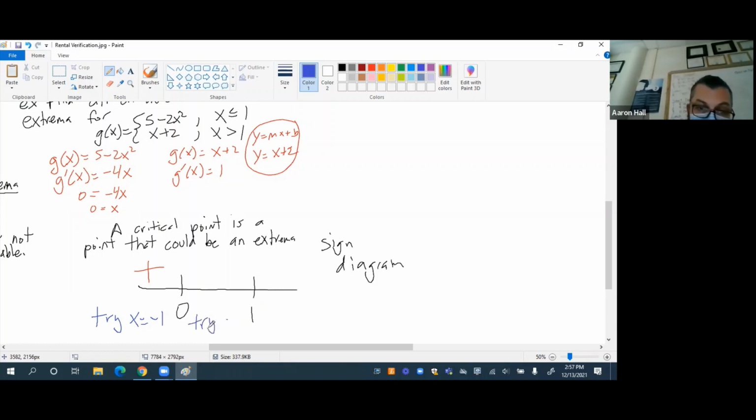Try 0, try x equals 0.5. Okay. So if I plug 0.5 into this equation here, do I get a positive or negative slope? I get a -2, or a negative slope. So I'll just indicate that here, negative.